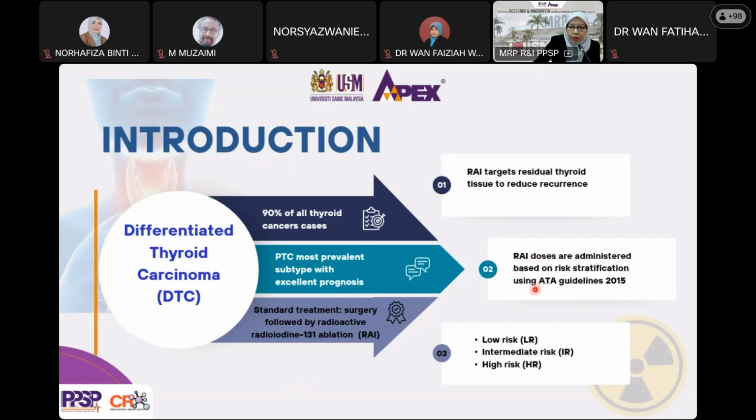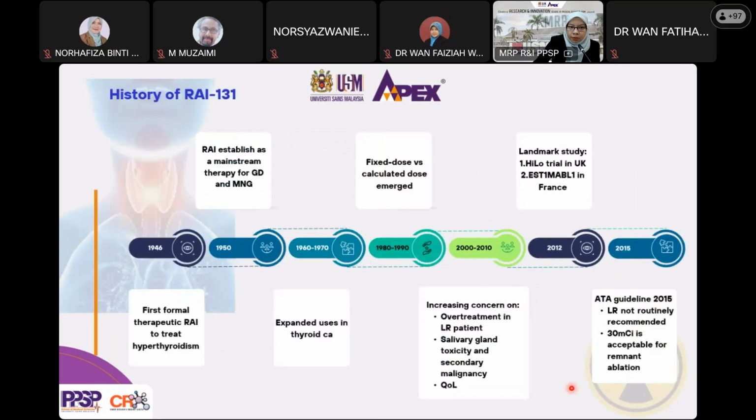The RI dose or amount administered is based on risk stratification using the ATA guideline 2015. We stratify the patient according to low risk, intermediate risk, and high risk. This stratification is based on the histopathology report, post-operative imaging, and TG level. Some history of radioactive iodine: it has been used since the early 1940s to treat hyperthyroidism, and then its use expanded to thyroid carcinoma.